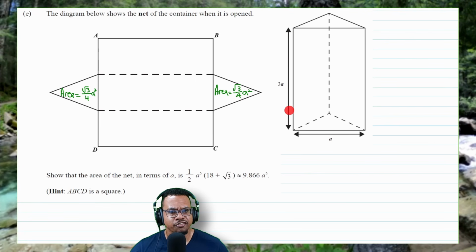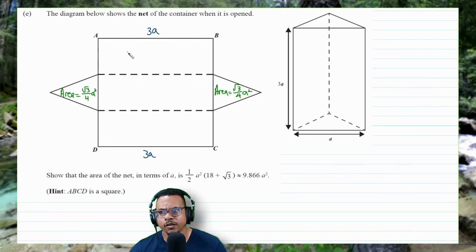Now we know that this 3a here would be the height of the triangular prism, which will be this length from A to B. So down here will also be 3a, and the hint that they give you is that this is a square. So if you think about it, this length here is a, as the length of an equilateral triangle. So from here to here will be a, and this length here will be a, and this length here will be a. So here's a and here's also a. So that's why it's equal to 3a, and that's why it's a square.